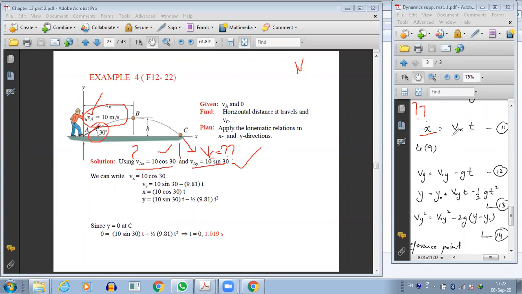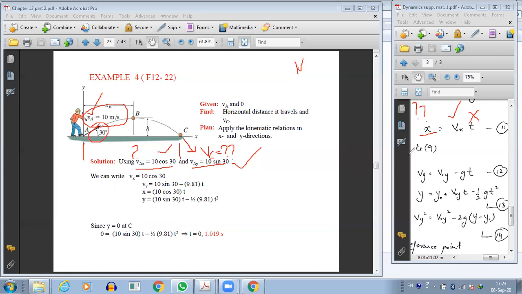Initial velocity in the x direction, we already have it. This is Vax, initial velocity in the x direction. Do we have the time? No, we don't have the time. Okay, so if we get the time, we will substitute in this equation and we will get what is x.